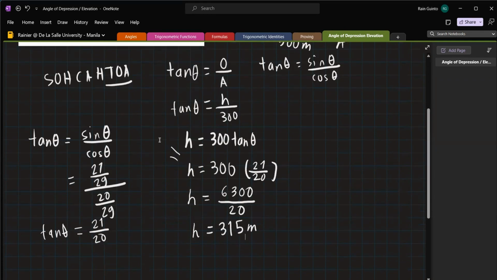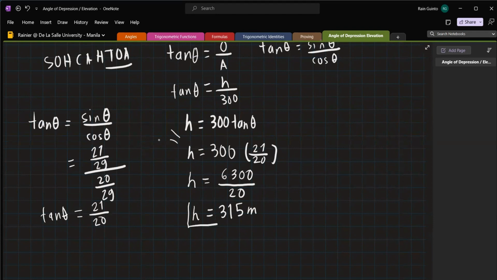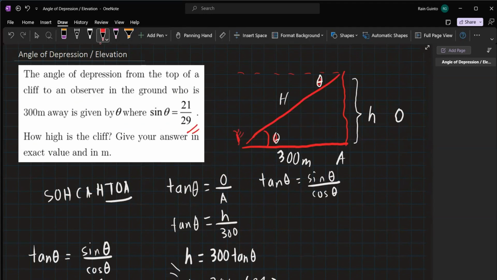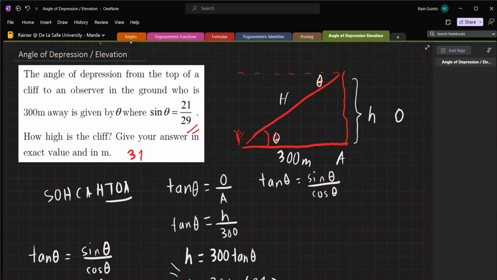And that's it. That's our final answer. So the answer to this, how high is the cliff? The cliff is exactly, sorry, 315 meters. So that's basically it.